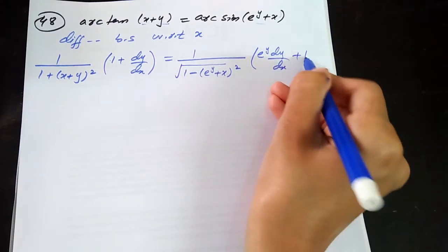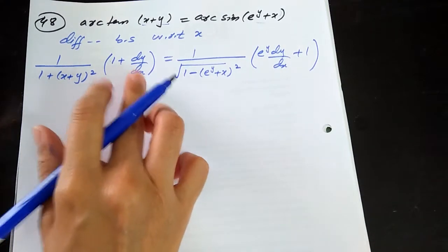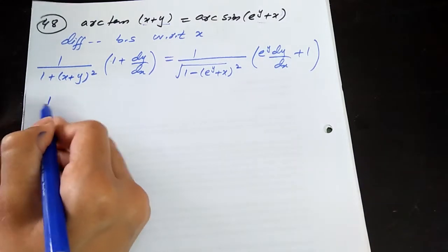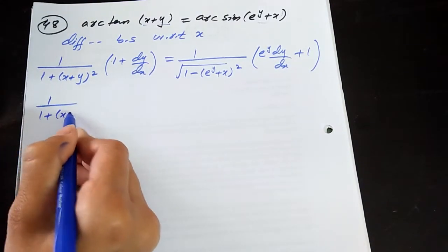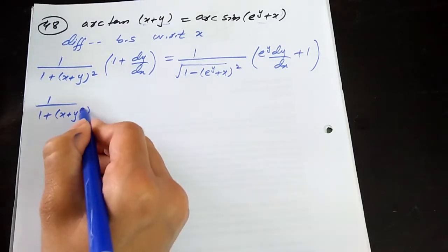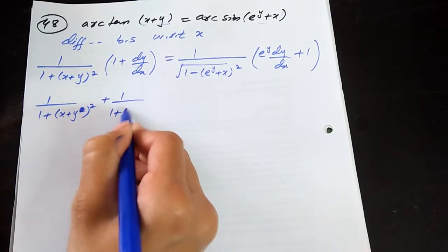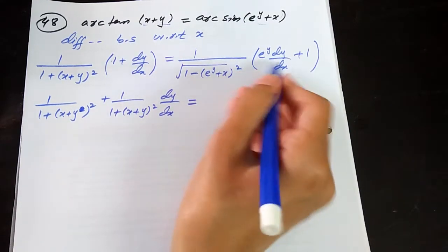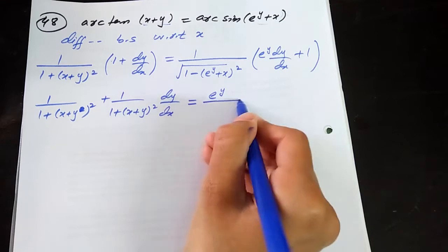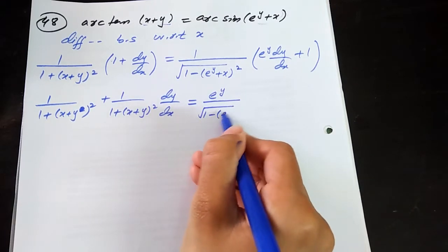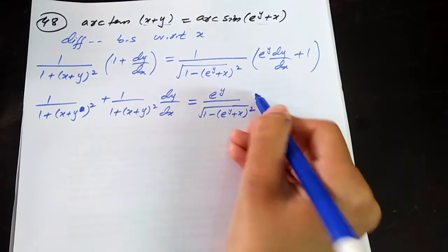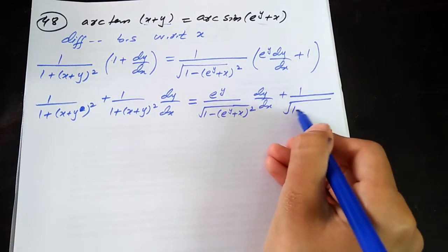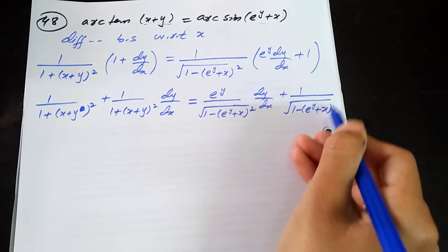Now we need to take out this dy by dx. For that purpose, multiply these fractions inside, open the brackets. We will get here 1 over 1 plus x plus y whole square plus 1 over 1 plus x plus y whole square dy by dx equals, here we'll get e raised to power y over 1 minus e raised to power y plus x whole square dy by dx plus 1 over under root 1 minus e raised to power y plus x whole square.